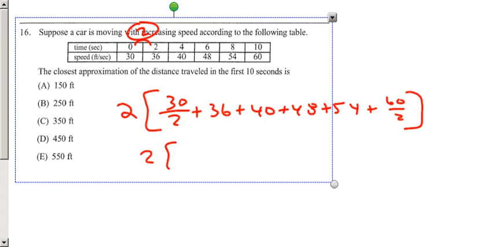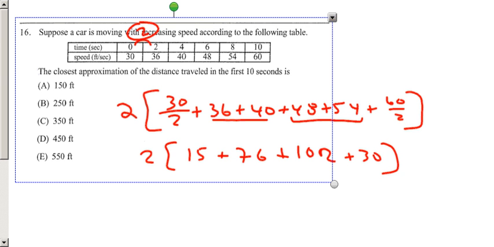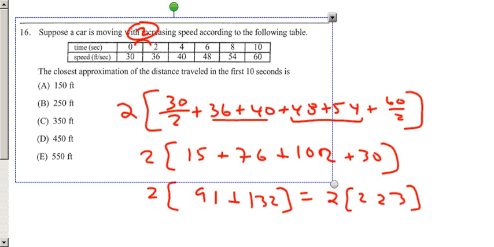Let's see, so can we add this up quickly? So we have 15 plus 76 plus 102 plus 30, which is 2 times. And now notice, doing all this addition, subtraction stuff quickly would behoove you, but you do have a calculator for this section, so you could put it in your calculator. So 91 plus 132, which is 2 times. So supposing I did my math right, about 446, so roughly 450.